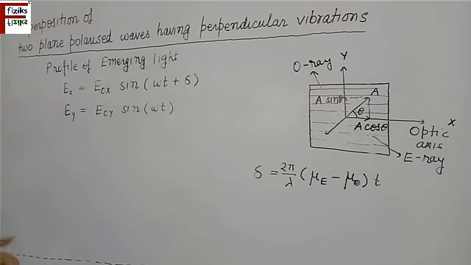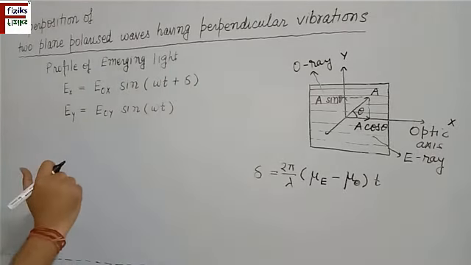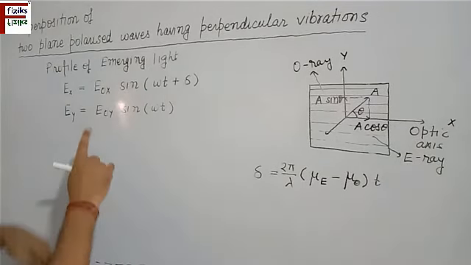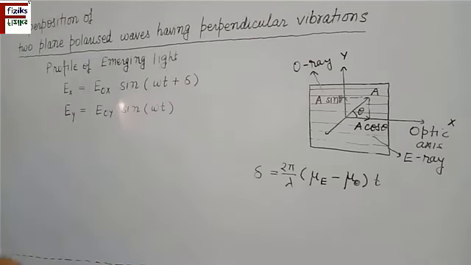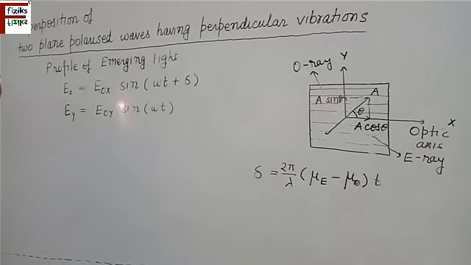At the incident side we don't have this delta, but when they are traveling as O ray and E ray, they will create some phase difference between them, and that phase difference will be present when they emerge out of this crystal. So this is Ex and this is Ey.